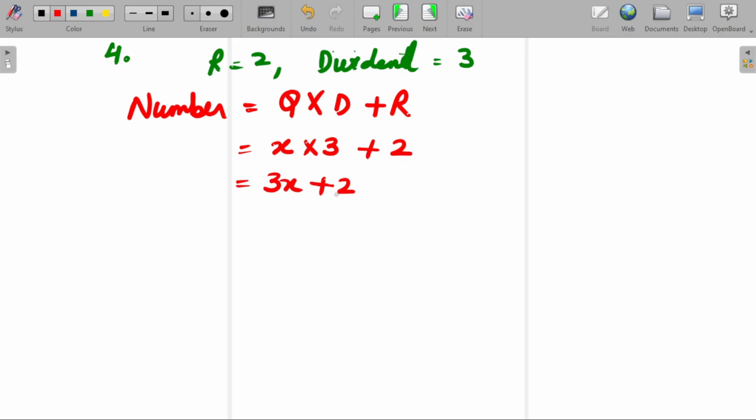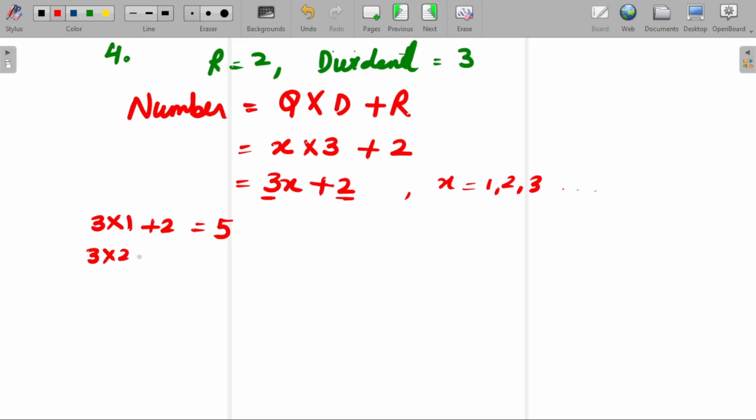कल किया था ना? When divided by 3, it leaves remainder 2. The term will look like this. Okay, this is algebraic expression. And if we want to know what numbers are these, we can put the values of x as 1, 2, 3, and so on. You will get the value like 3 into 1 plus 2, which is 5.